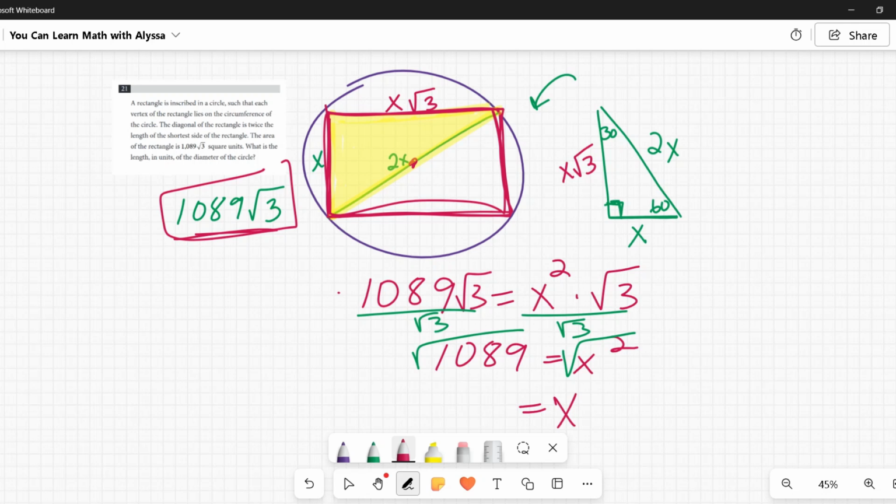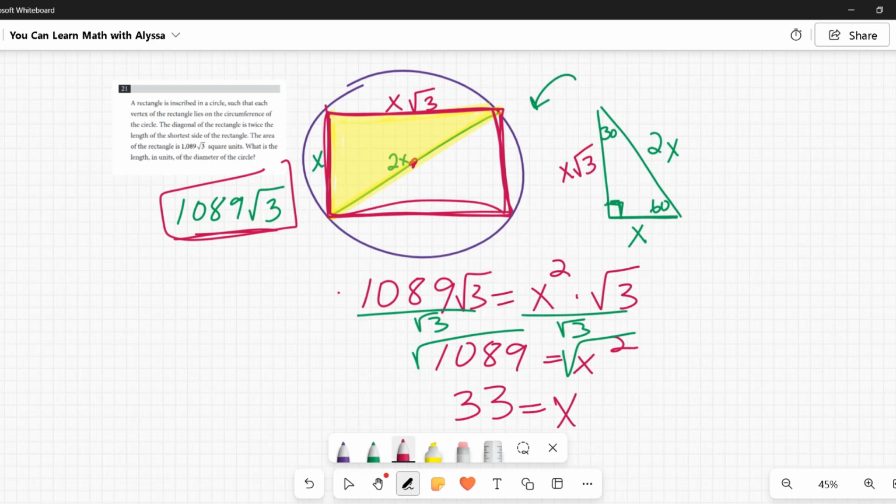Let me check my notes because I forgot what the square root of 1089 is, and I don't know that one off the top of my head. It is 33. So the square root of 1089 is 33. Now this is where I guarantee some students are going to go 33, I got my answer. Boom. And they're going to move on, and they got it wrong after all this hard work.